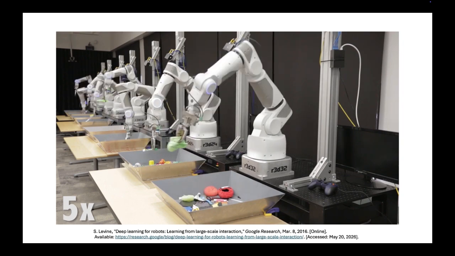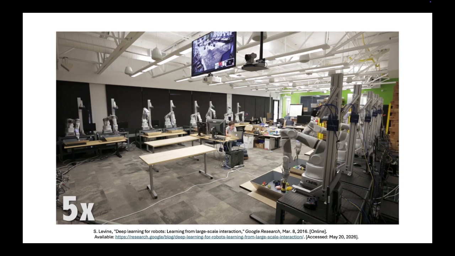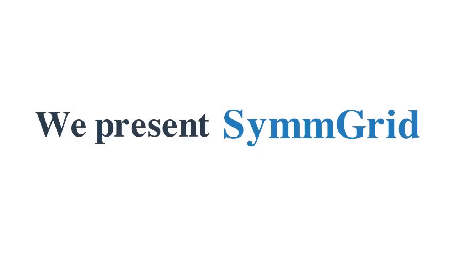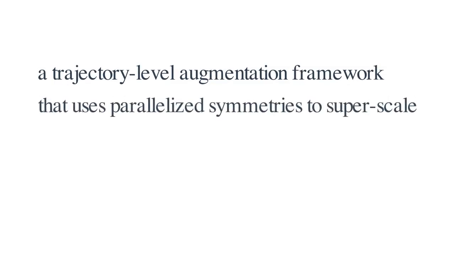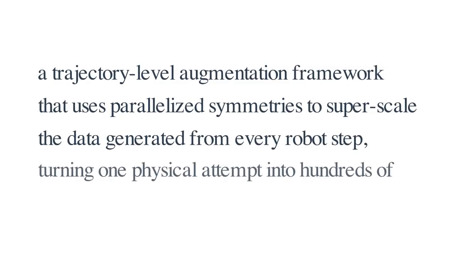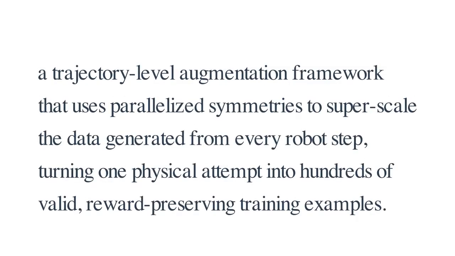The problem compounds because current methods extract only a fraction of the signal from each robot interaction, leading to training sessions that can last hours or days. We present SymmGrid, a trajectory-level augmentation framework that uses parallelized symmetries to superscale the data generated from every robot step, turning one physical attempt into hundreds of valid and reward-preserving training samples in egocentric and exocentric visual setups.